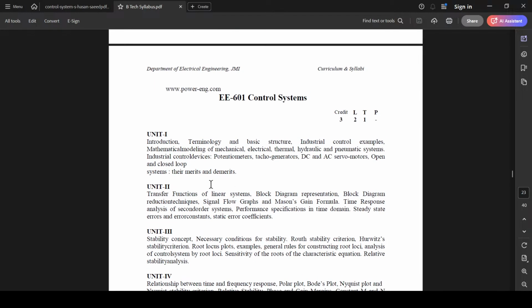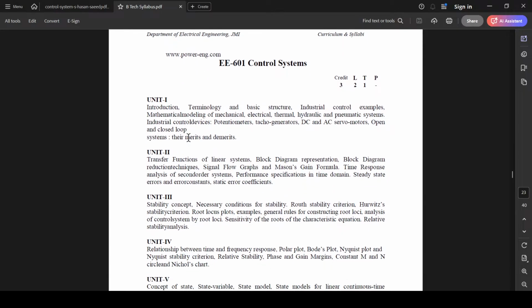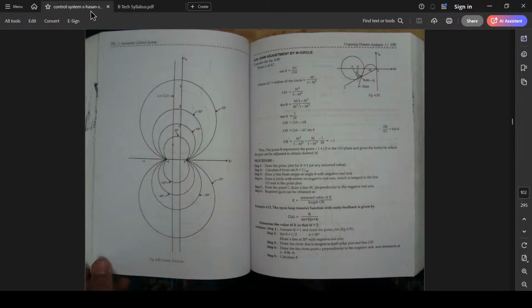In the first unit, we will get the basic idea of control system, including the mechanical, electrical, thermal systems. And then industrial devices like potentiometer, tachogenerators, the motors, and all of these. And then in the second unit, we will move on to the transfer function, and we are going to refer to this book for this purpose.